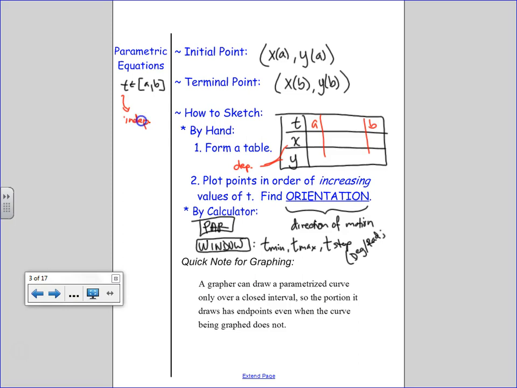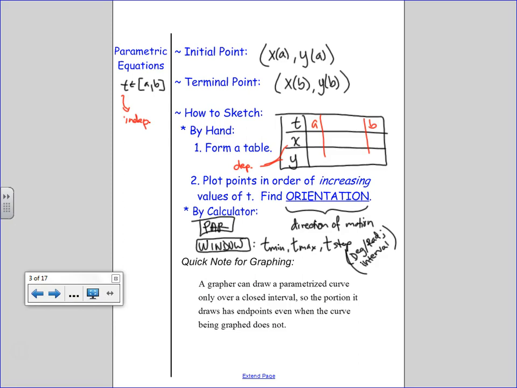But I'll also say, your interval. Regardless of degrees or radians, if your interval is like -2 to 3, that's what you should make your T-min and T-max, because if you hit Zoom Standard, it'll probably change your T's based on degrees.